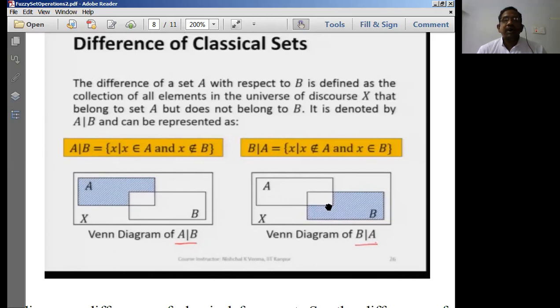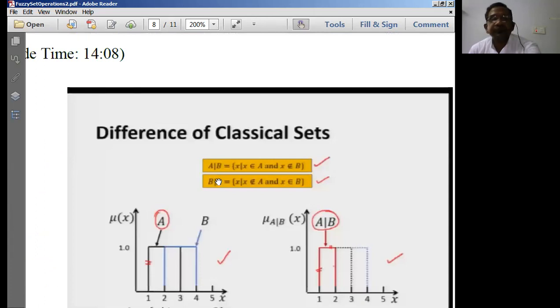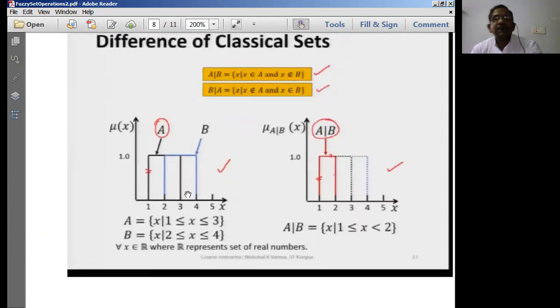Similarly, B minus A. So the difference of set A with respect to B is defined as the collection of all elements in the universe of discourse X. This box is the entire collection, the universe of discourse, of elements that belong to set A but do not belong to set B. So from the universe of discourse, we take all the elements that belong to A and do not belong to B, which is A minus B. Similarly, we can have B minus A. Thereby we can write down the difference of two classical sets.